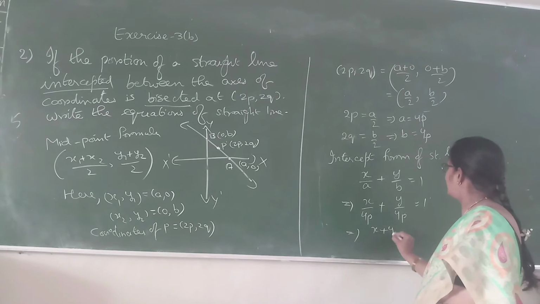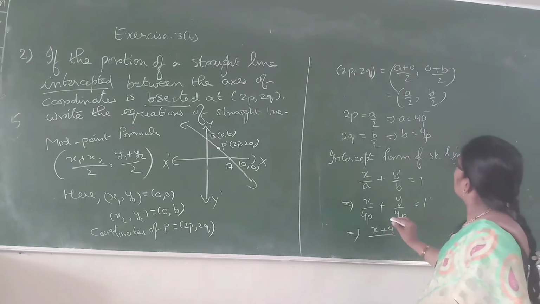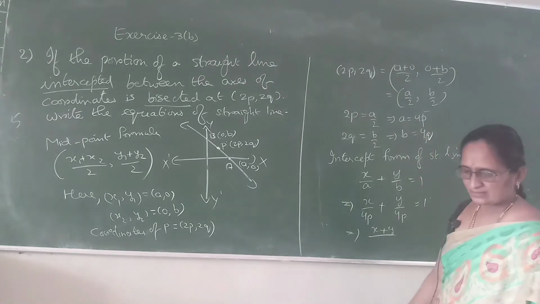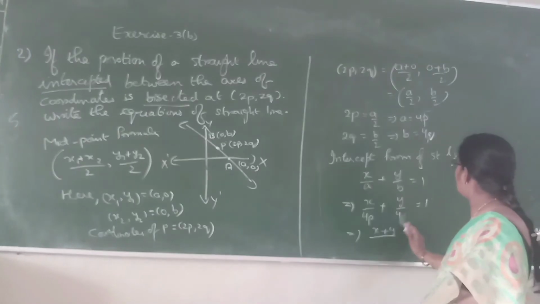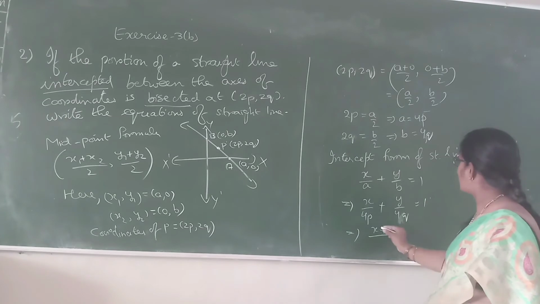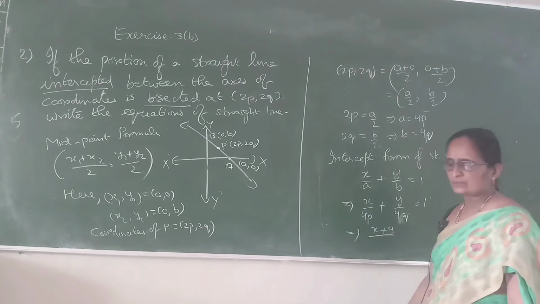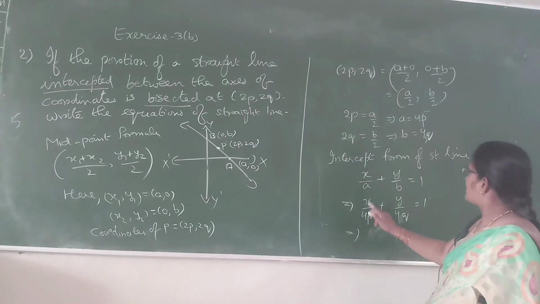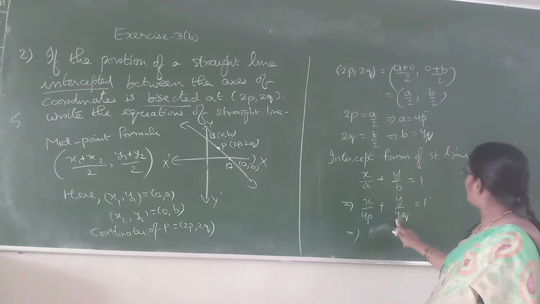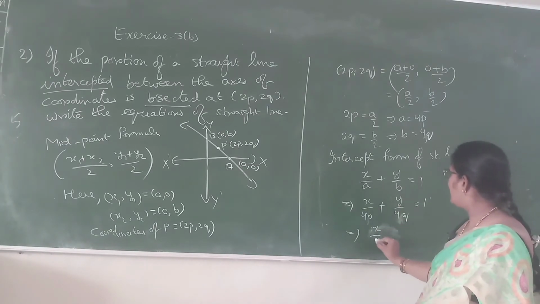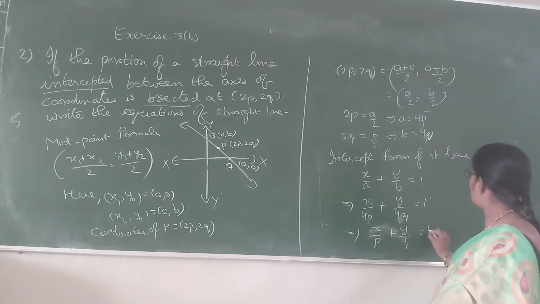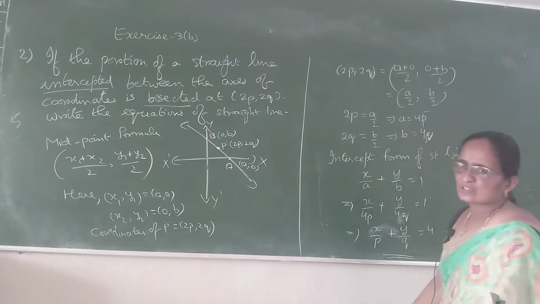which implies, how can you write? Sorry, here b is equal to 4q. So what will you write here? 4q. So x by 4p plus y by 4q equal to 1. So what will you get here? x by p plus y by q is equal to 4. We can stop like this also.